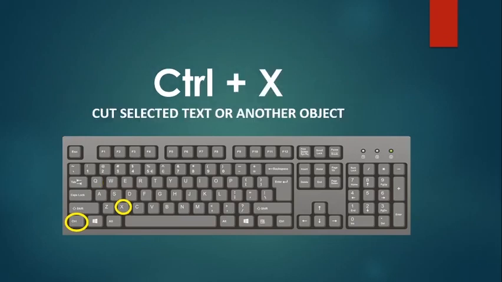Now next one is Ctrl X. Now this is a similar concept to Ctrl C. Ctrl C copies the text for you, while Ctrl X will simply cut the text. So it's used to cut it from one place and then paste it somewhere else. This will be used in relation with Ctrl V. You cut it from one side with Ctrl X and then you paste it with Ctrl V to another location.